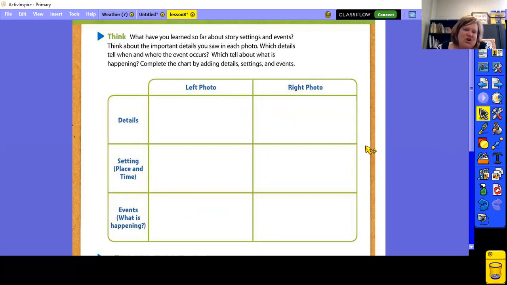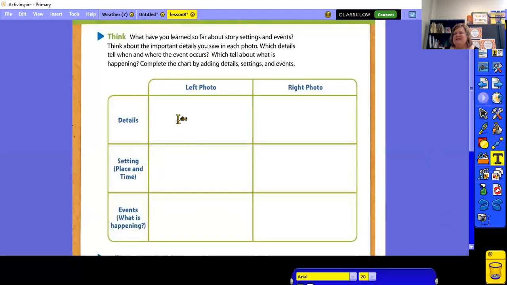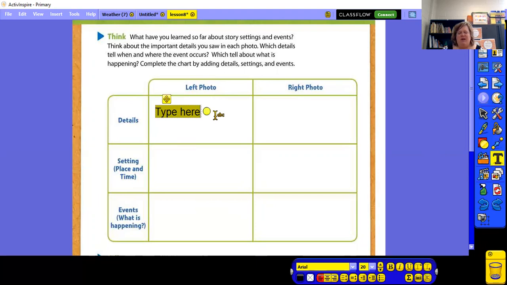So complete this chart and we're going to add details, settings, and events. So when we're looking at the left photo, we're looking at the photo with the dad and the boy. It asks us for details. What do we see? Well, we can say, well, we see ocean. I'll spell it right. We see maybe a dad and son playing soccer.